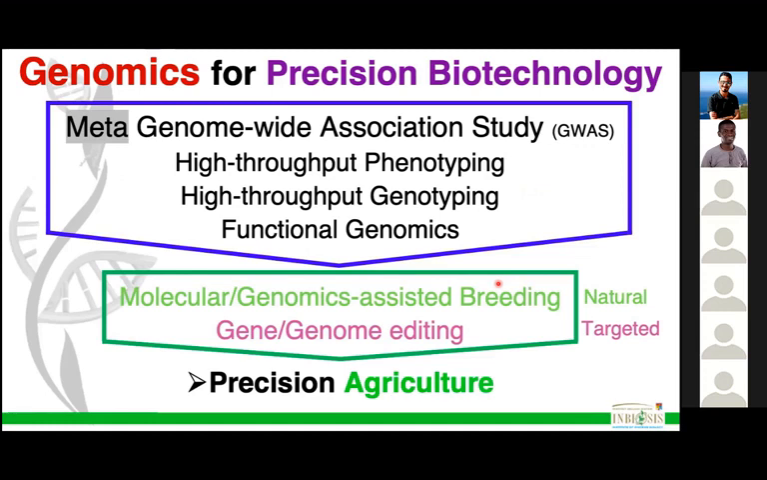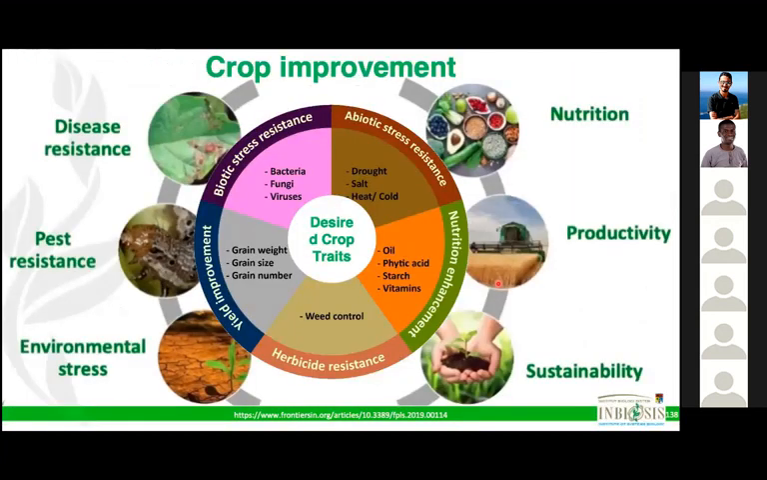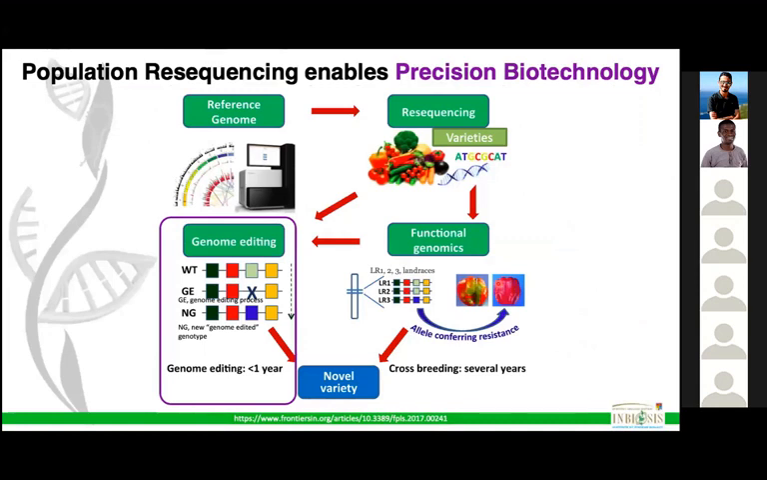And this cannot stand alone. It has to be integrated with other technology like ICT or the Internet of Things, drones, imaging, machine learning, and robotic automation together in the fourth IR. So crop improvement in precision biotechnology is not something isolated. The aim is for people to get desired crop traits. And how to do so? People do population resequencing that I mentioned, and then do it in a targeted way via genome editing, or naturally via crossbreeding, which takes much longer.